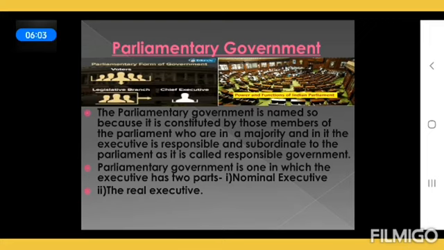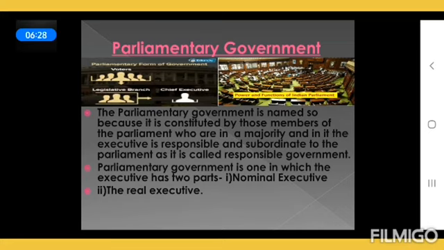So the prime minister and the other ministers continue to be members of the legislature even after becoming the heads of the executive departments, because the executive has been constituted out of the legislature. I hope it's clear. And this type of government is also known as a responsible government. It is also called a responsible government, right?